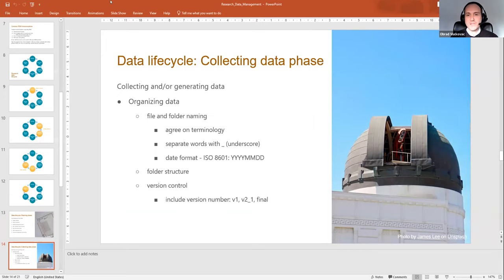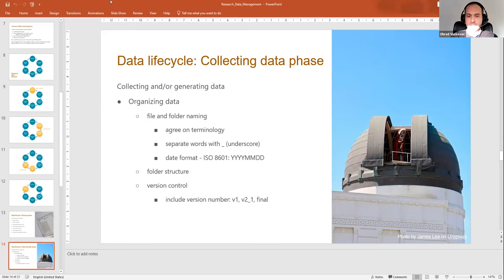During the active phase, when researchers collect or generate their data, it is important to explain the best ways to organize data, how to name their files and folders, and what terminology they should use. Should they use acronyms, or words or names that are common in their research field? How to separate words, because, like I said, machine actionability is very important, and to agree on formats, especially when it comes to dates.